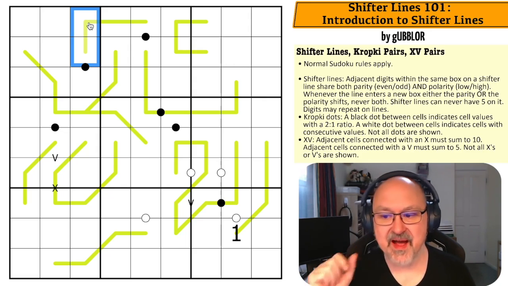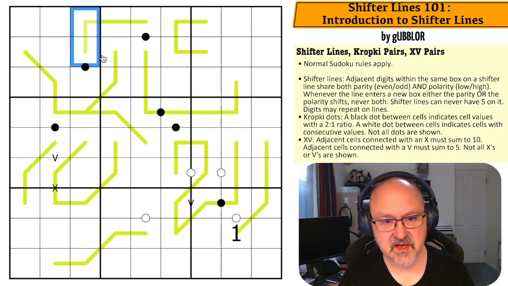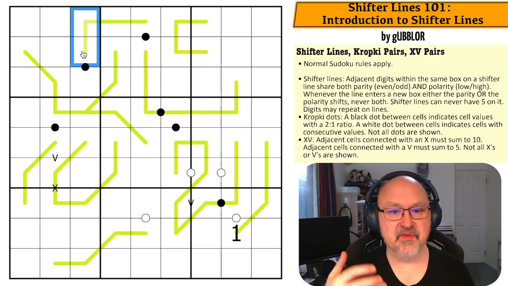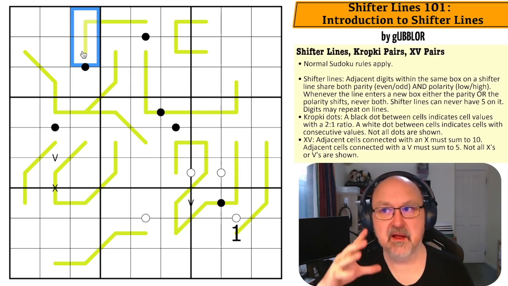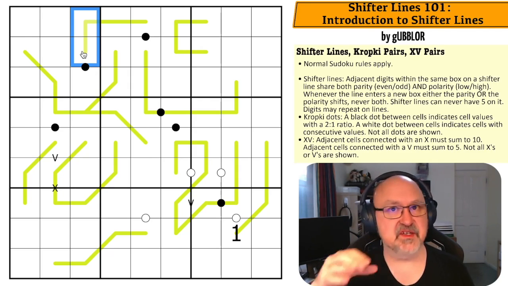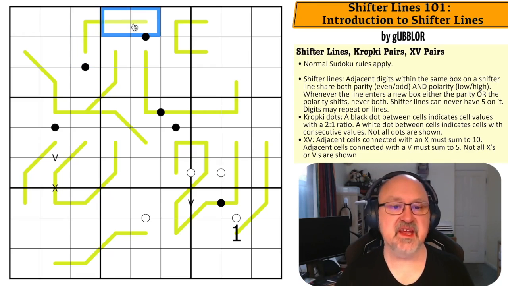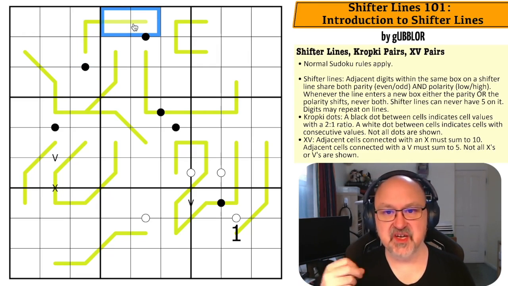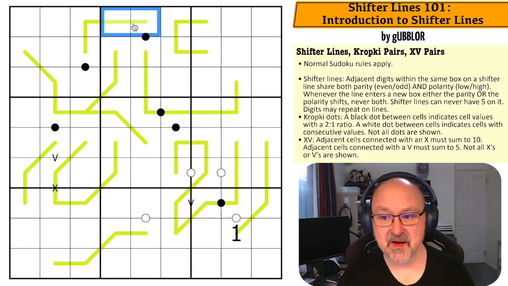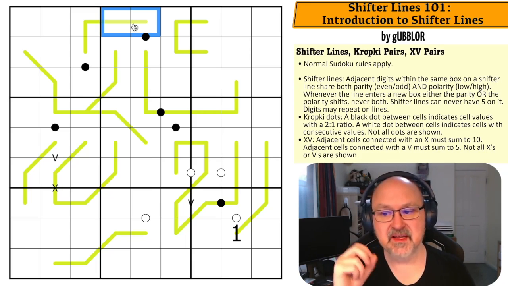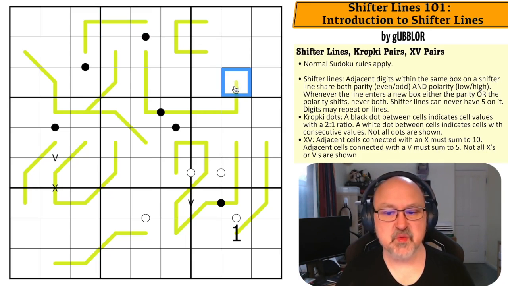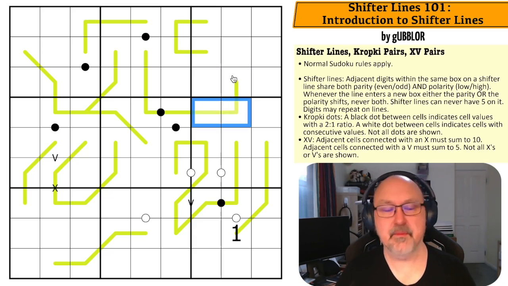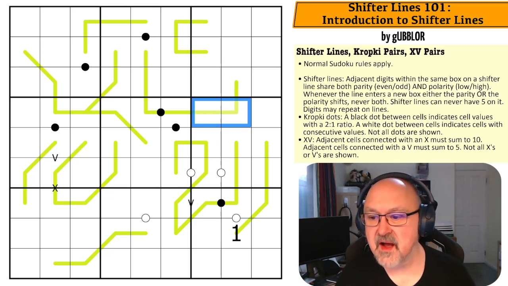Shifter lines can never have a 5 on them. Digits may repeat on lines. So if these have the same parity and polarity, they must be a consistent pair. They'll either be 1, 3, or 2, 4, or 6, 8, or 7, 9. And then when it shifts to here, one of those elements can change. It can either shift parity or polarity, not both. Very cool. And it must shift one, so it can't stay the same, which it couldn't anyway. Well, even here, if this was a 2, this couldn't be a 2. I shouldn't be solving, but that's how the rule works.